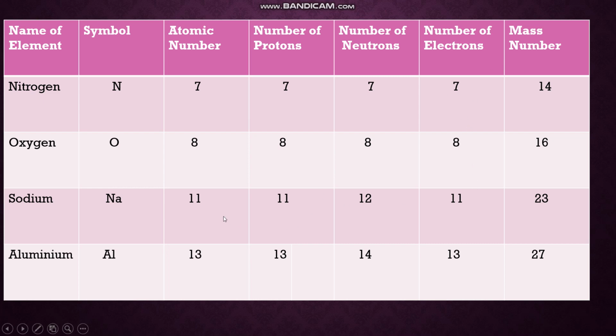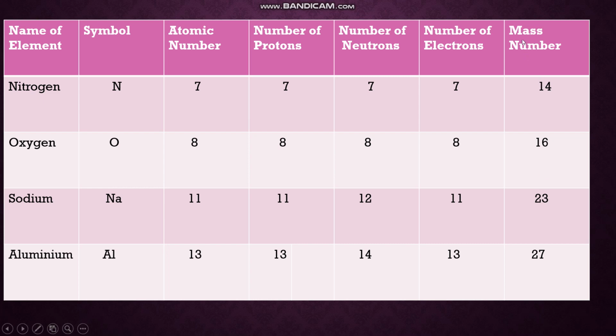So how to find out? You know atomic number, number of protons and number of electrons are the same. So atomic number is 11, so number of protons is also 11, and number of electrons is also 11. Then which column do we have to find out? Mass number. How to find out that? Atomic number plus number of neutrons, or number of protons plus number of neutrons, or number of electrons plus number of neutrons. So 11 plus 12, you are getting 23.